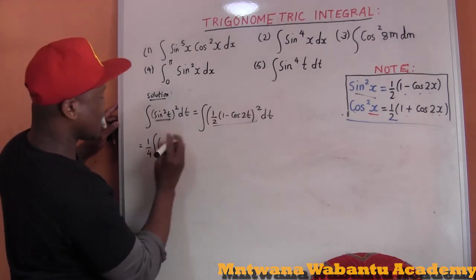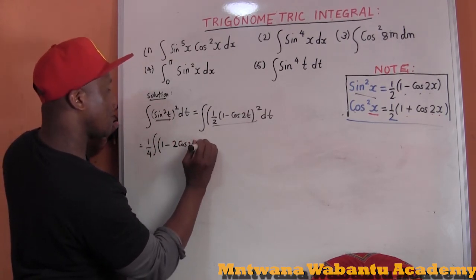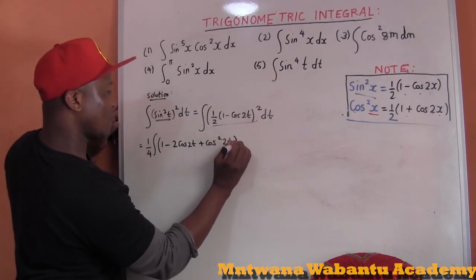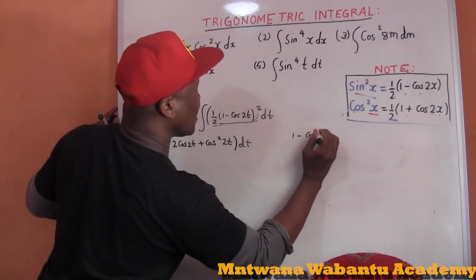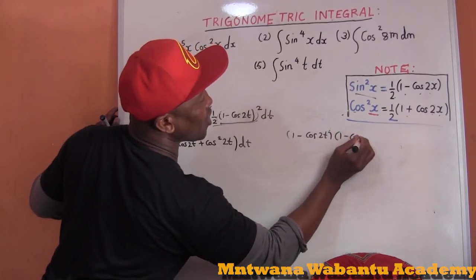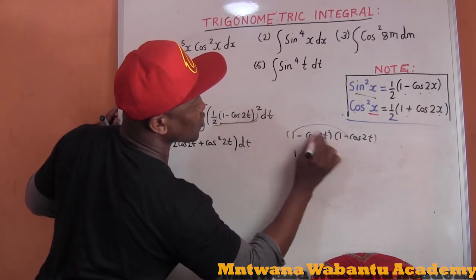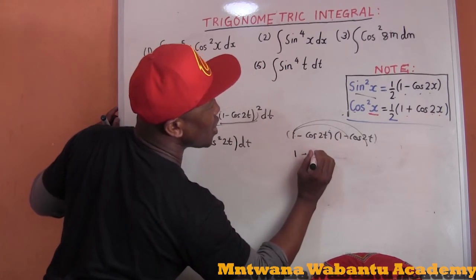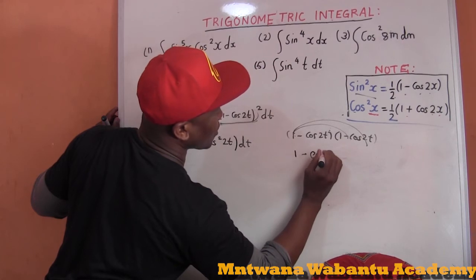When you square all of this, it's going to give you 1 minus 2 cos 2t plus cos squared 2t, bracket dt. You can square this separately, like 1 minus cos, for people who know. Let me just go slow. Square means multiply by the same thing. 1 minus cos 2t: 1 times 1 is 1, and then the second one, 1 times negative cos 2t is going to be negative cos 2t.